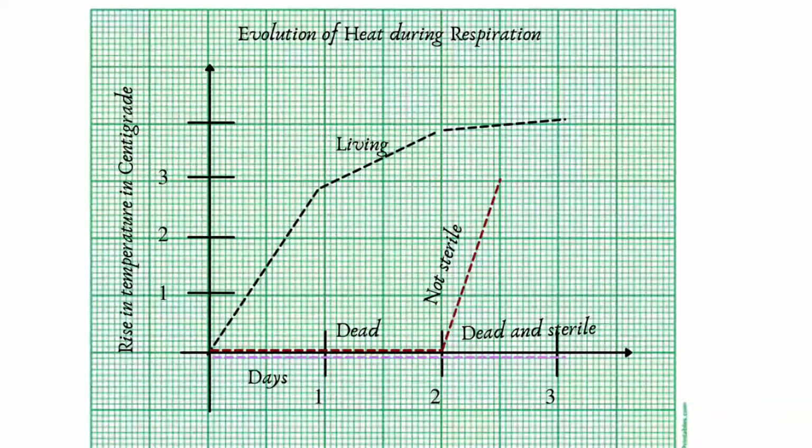In flask C, wherein the seeds were killed by immersing them in ethyl alcohol, the temperature did not show any increase, and the alcohol kept the killed seeds sterile, where microorganisms are unable to grow.